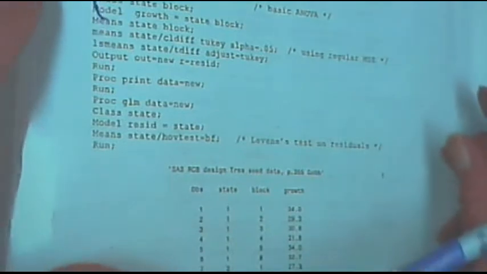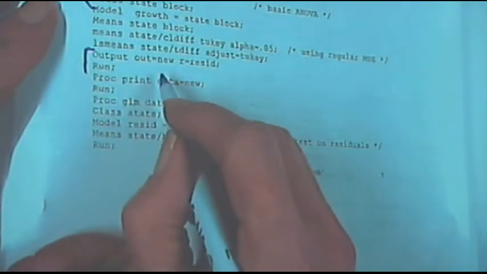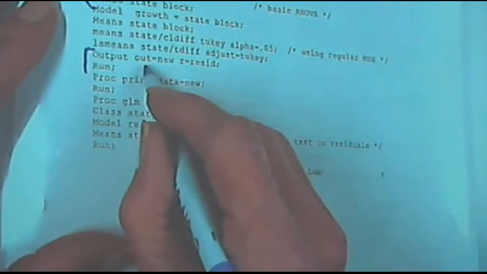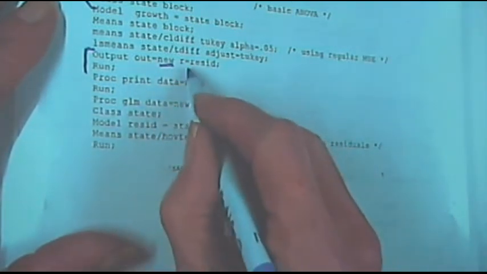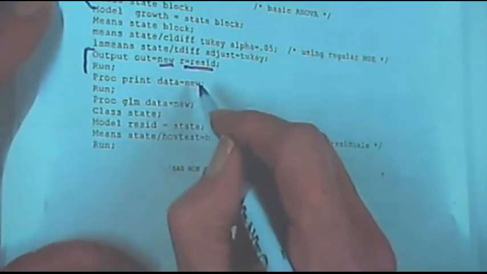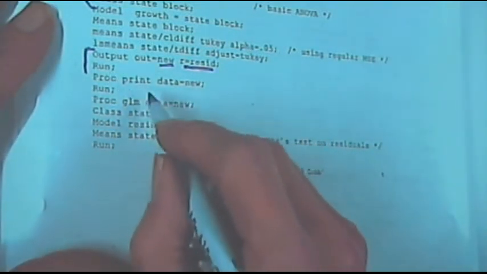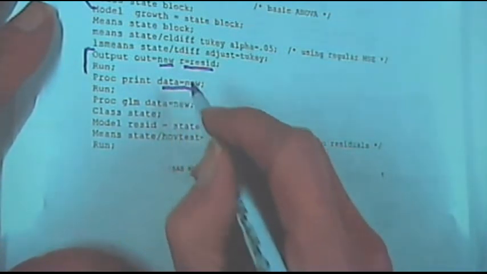The new thing in this particular handout starts right there. I'm going to output a brief data set called new, and I'm going to put in the residuals. So that's how it's done. And then I run it. And I print that data. The data is called new.